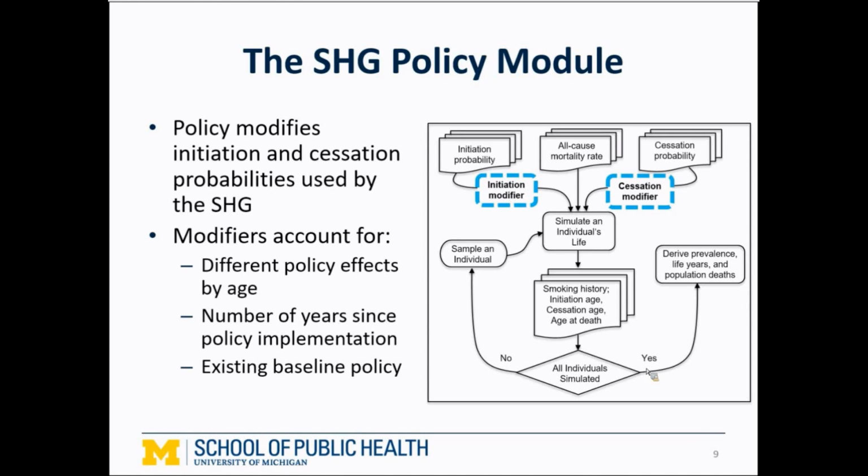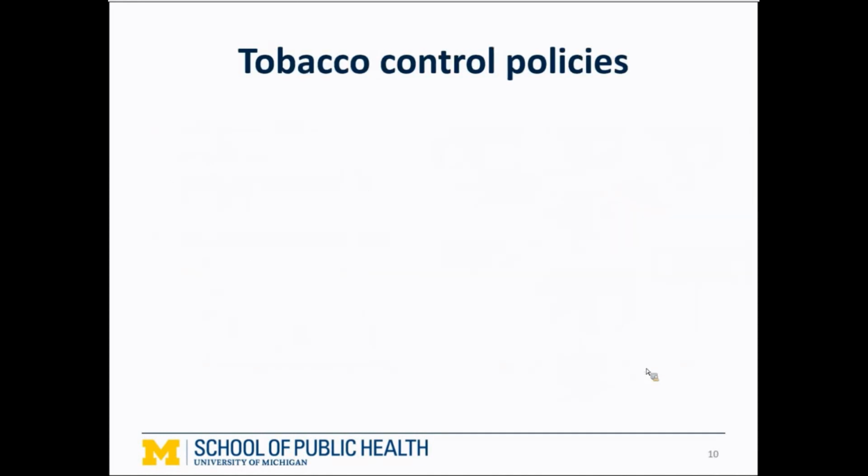So for the TCP tool, we modeled 4 different tobacco control policies. The first policy, raising cigarette taxes, is also the tobacco control policy with the strongest evidence base. Research has shown this to be a highly effective intervention, and it's an attractive policy option for decision makers because raising taxes generates state and local revenue.